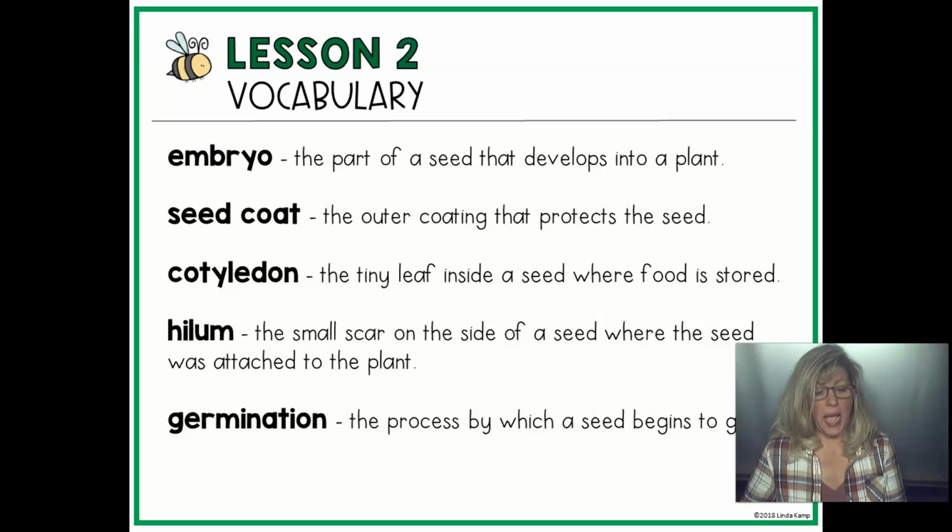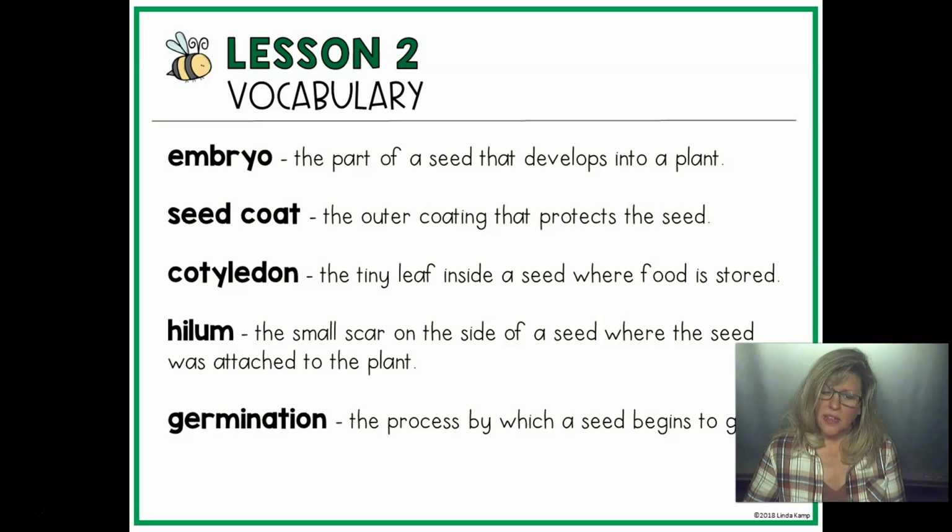And some of the vocabulary that we'll come across are embryo, the part of a seed that develops into a plant, seed coat, the outer coating that protects the seed, the cotyledon. Boy, that's a mouthful, isn't it? I'm going to say that word again. Cotyledon, the tiny leaf inside a seed where food is stored.